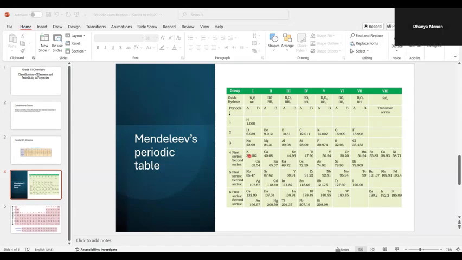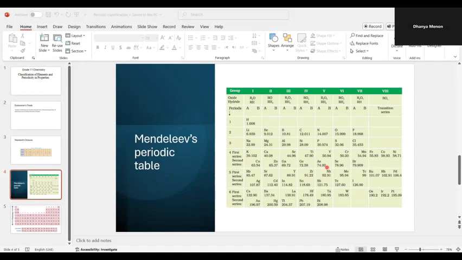When we go from left to right, metals change to non-metals. One of the advantages was that until then 63 elements were discovered and all 63 elements could be accommodated in this periodic table. He grouped the elements that had similar properties together: lithium, sodium, potassium, rubidium. All the elements were arranged according to their atomic masses.